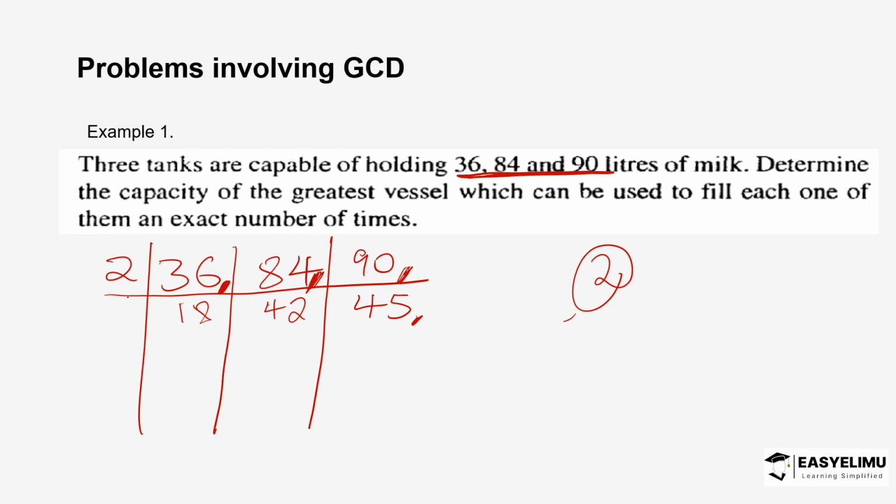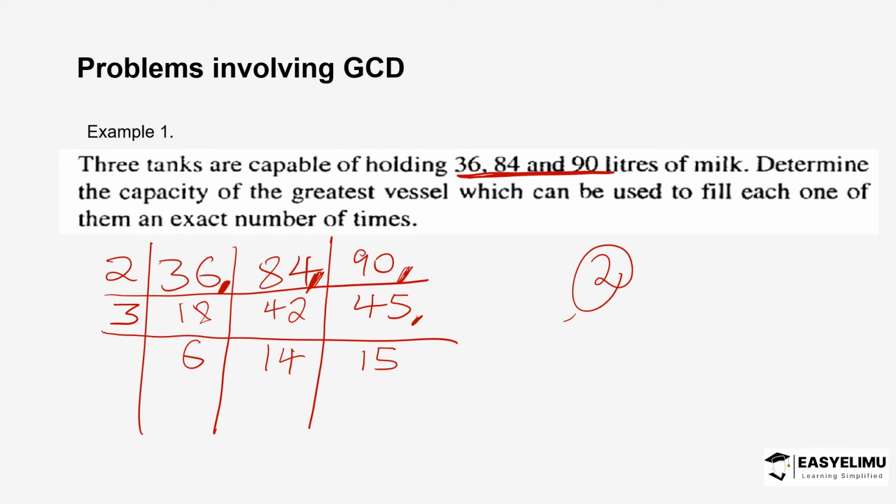So we try 3. The divisibility test for 3 is that the sum of the digits should be a number that is divisible by 3. Like 18, 1 plus 8 is 9, 9 is divisible by 3, so 18 is divisible by 3. 42, 4 plus 2 is 6, and 6 is divisible by 3. So 42 is divisible by 3. 45 again, 4 plus 5 is 9, and 9 is divisible by 3. So if you do that, this is 6, that is 14, and this is again 15.